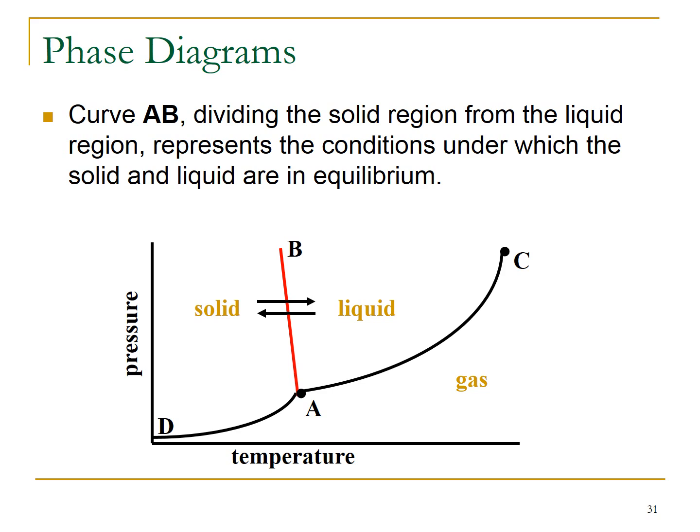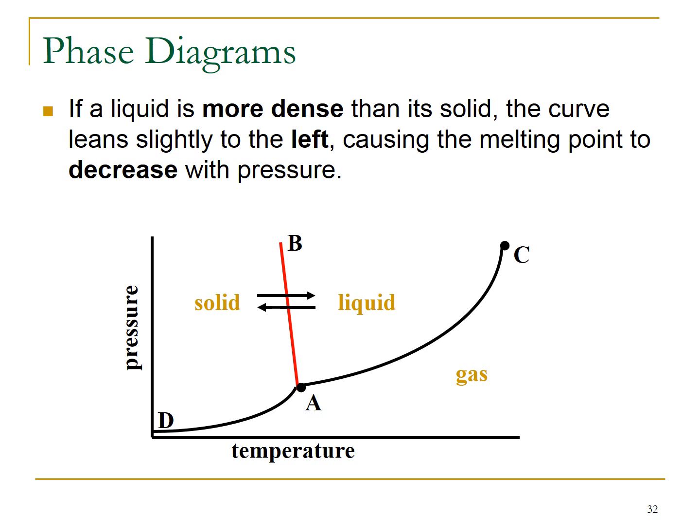And notice because the line is pretty steep, the freezing point temperature doesn't change much with pressure, as we said earlier. If the liquid is more dense than its solid, which is not very usual, that actually happens to be true for water and not very many other things. But if the liquid is more dense than its solid, then the curve will lean slightly to the left, which means that the melting point will decrease with pressure, just slightly.